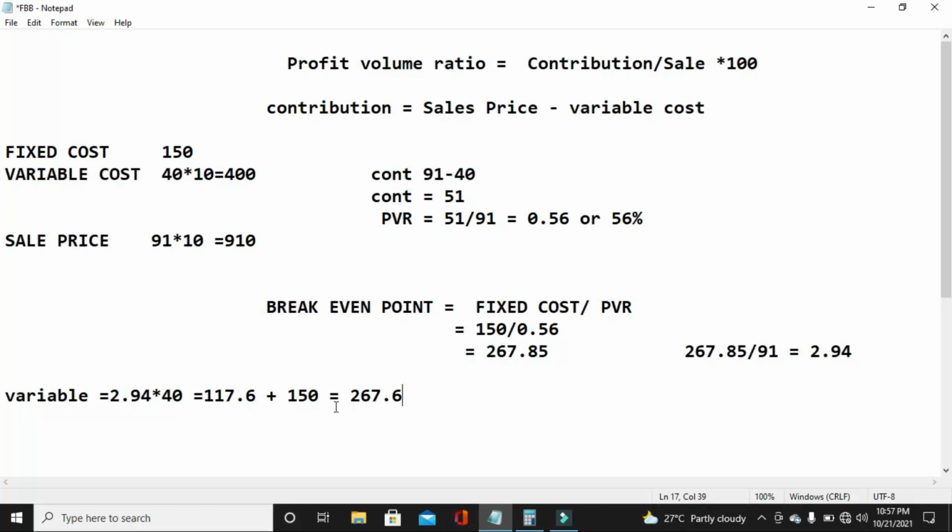So now we know that the break-even point that we have determined is the accurate break-even point, because at this point our revenue is 267.85, and our total cost is 267.6. So the cost is equal to our total revenue. So this point will be called the break-even point.